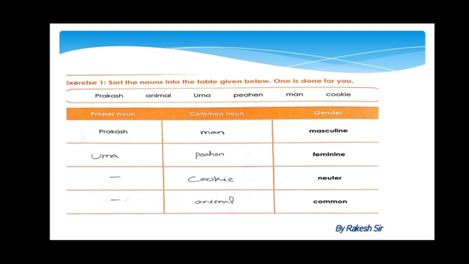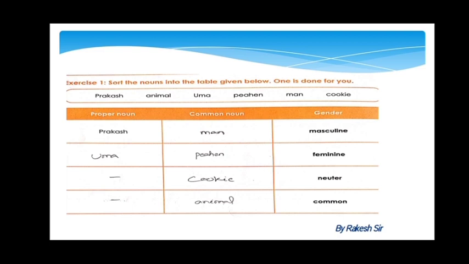because I don't know whether it is a male animal or a female animal, so I can put common gender. Now Uma is the name of a girl, so it refers to female, so we can write feminine gender here. Uma is also a particular name. I said a proper noun refers to a particular person, place, animal or thing. Here Uma is the name of a girl, and I said a proper noun starts with a capital letter. You can see Uma is written with a capital letter, so you can put it in the proper noun section.